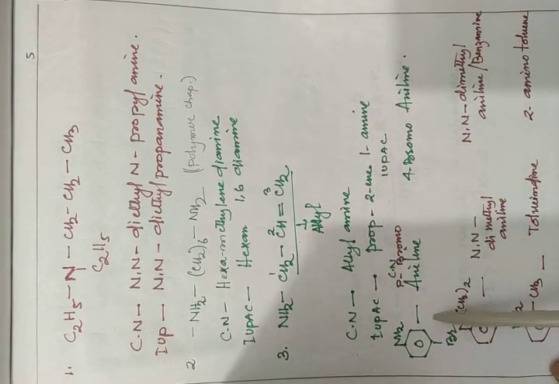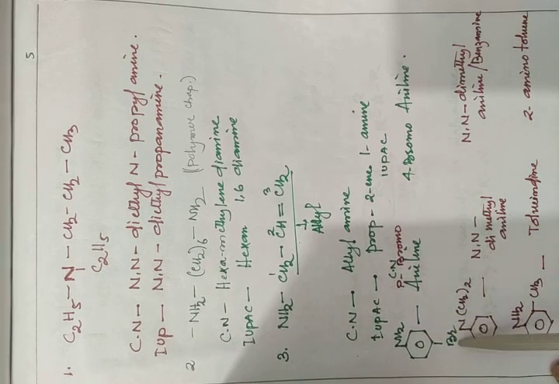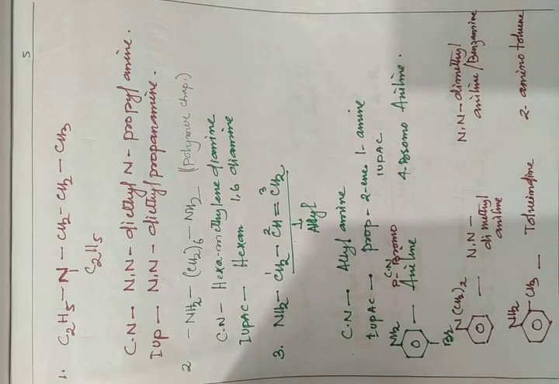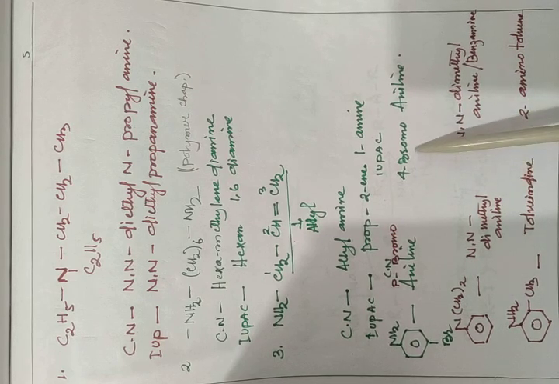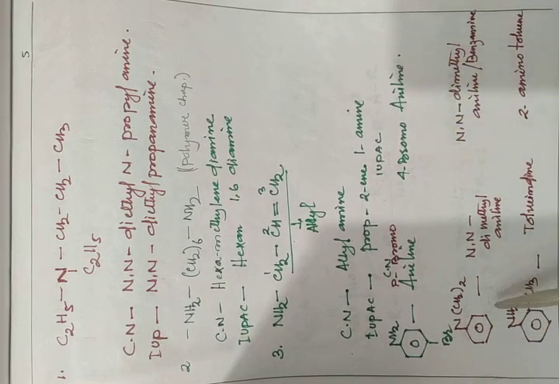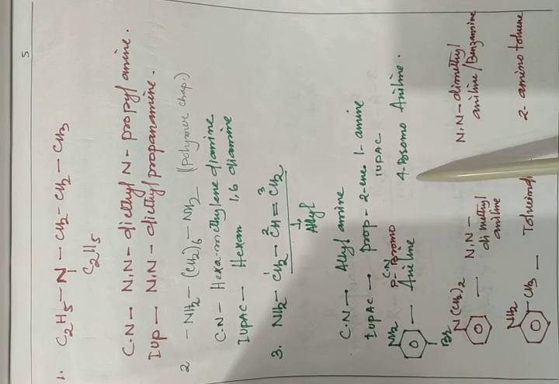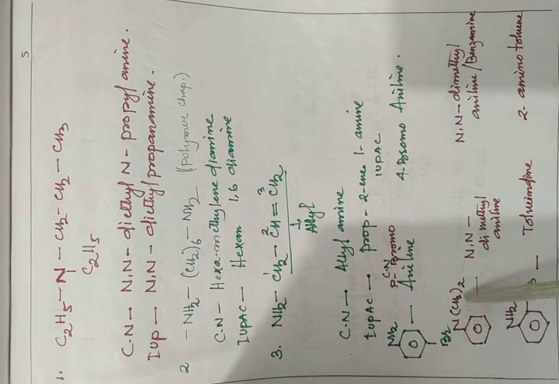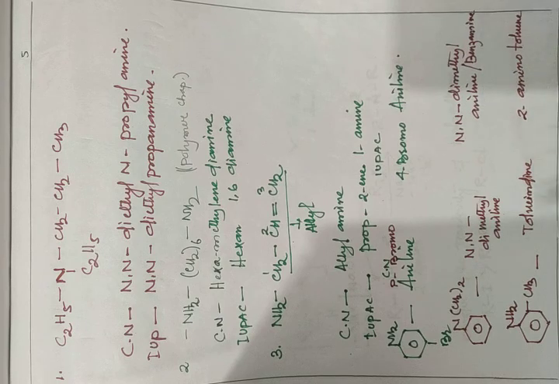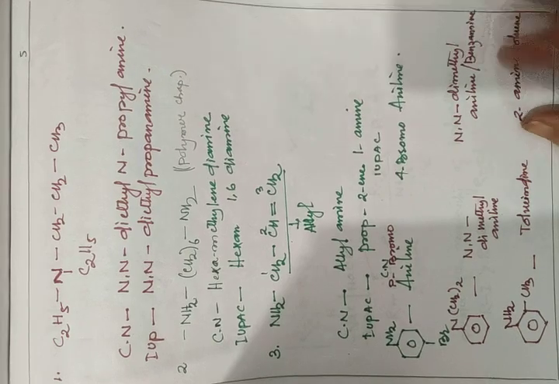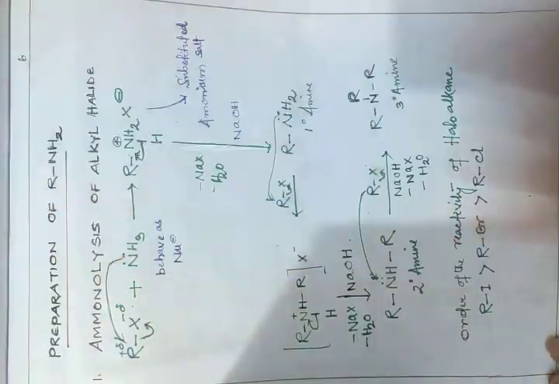So another one is in the aniline group, it is bromine. In which position? Para position. So now here 4-bromoaniline, then N,N-dimethylaniline, benzenamine. So N-toluidine, then 2-aminotoluene. So these are the names for the nomenclature.